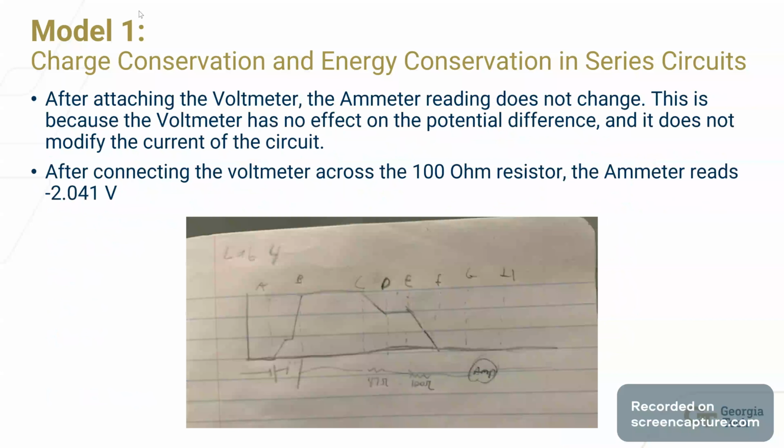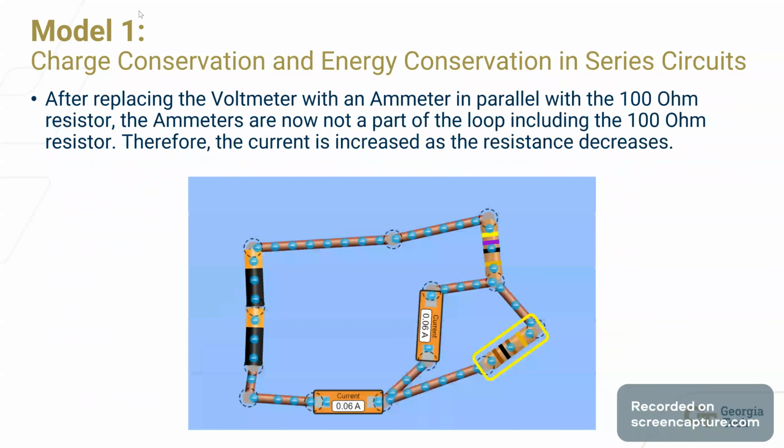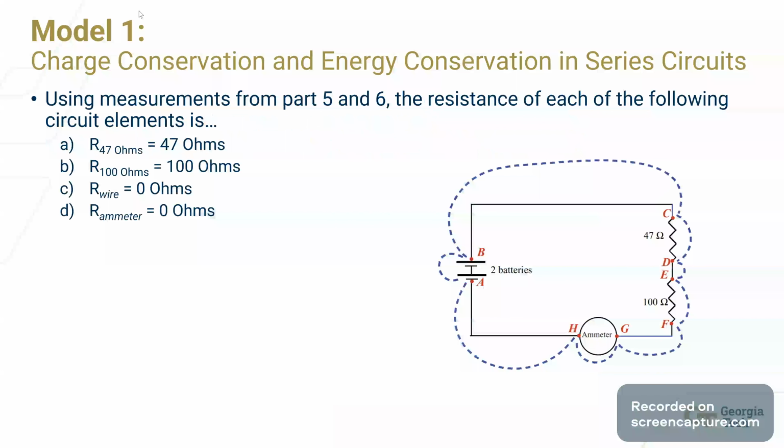In the graph below, you can see between C and D it decreased. D to E was no increase or decrease. And then E to F, the voltage decreases all the way to 0. After replacing the voltmeter with an ammeter in parallel with the 100 ohm resistor, the ammeters are now part of the loop, including the 100 ohm resistor. So the current is increased as the resistance decreases. Using measurements from part 5 and 6, the resistance of each circuit element is: the 47 ohm resistor was 47 ohms, the 100 ohm resistor was 100, the wire was 0, and the ammeter was 0.